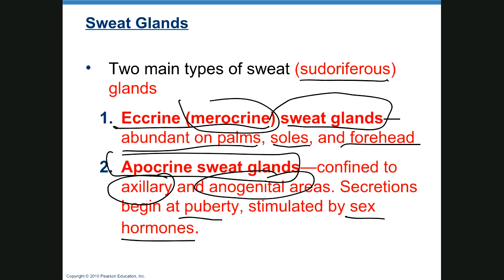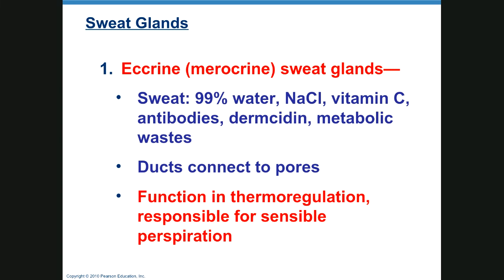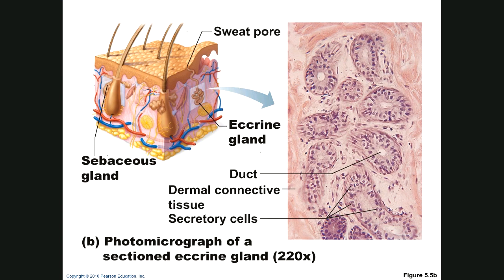So you should be able to distinguish between eccrine or merocrine glands, which secrete mostly a watery type of sweat. The function of that sweat will be thermoregulation. This is what creates what we call sensible perspiration. There's also some antibacterial and dermicidal properties in sweat. And this is a depiction, a picture of these kinds of eccrine or merocrine sweat glands.